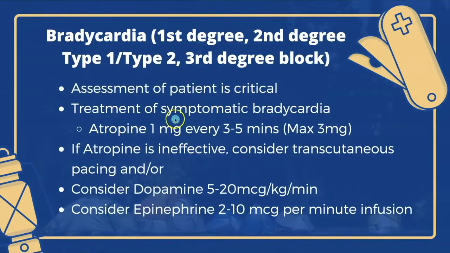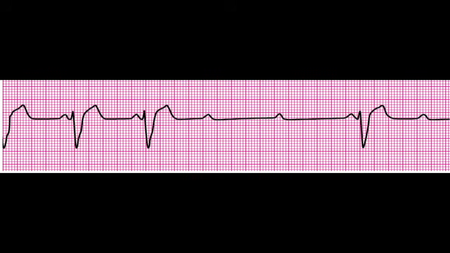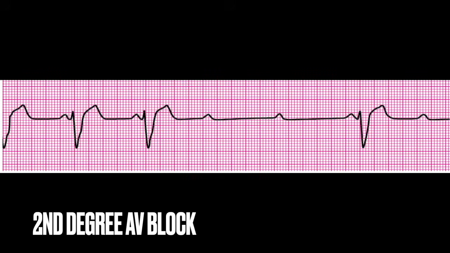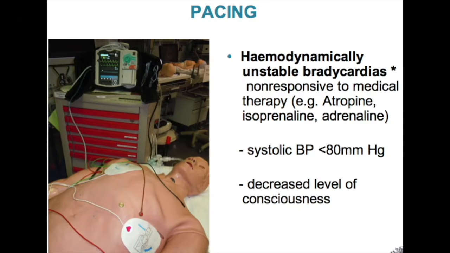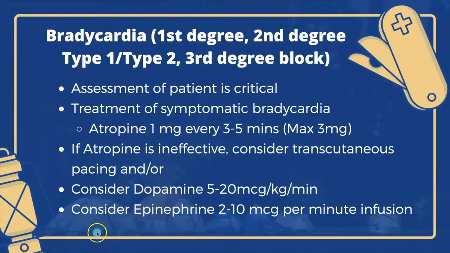Additional ACLS medical emergencies with bradycardia, assessment of the patient is critical, and the treatment, and we're going to treat symptomatic bradycardia. The key word here being symptomatic, with atropine 1 milligram every 3 to 5 minutes with a max of 3 milligrams. If atropine is ineffective, you want to consider transcutaneous pacing and or consider dopamine 5 to 20 micrograms per kilogram per minute. Consider epinephrine 2 to 10 micrograms per minute infusion.